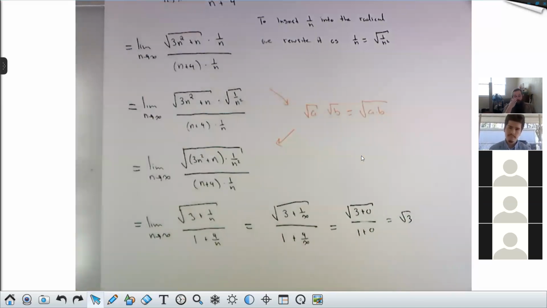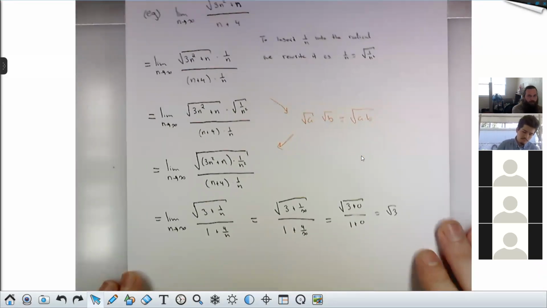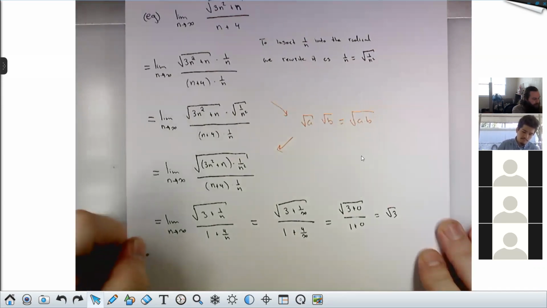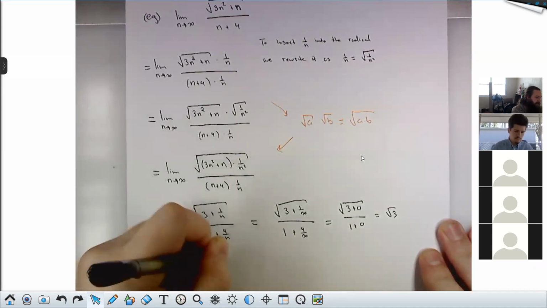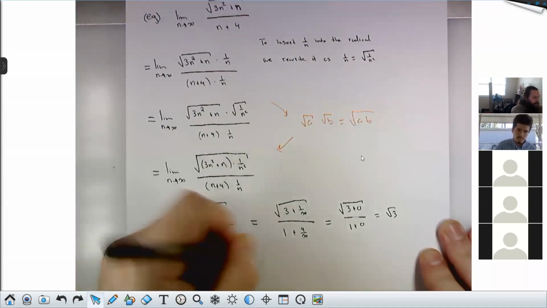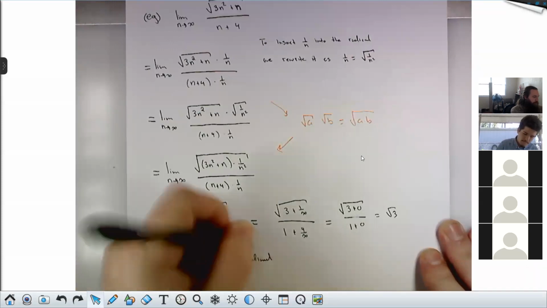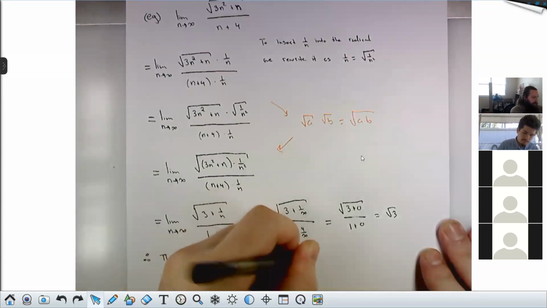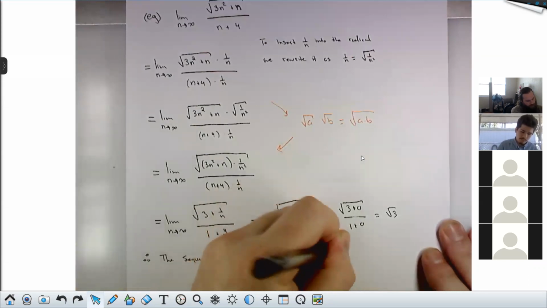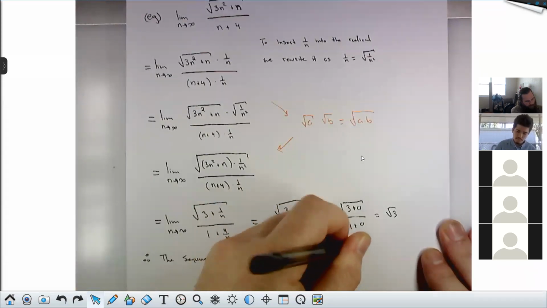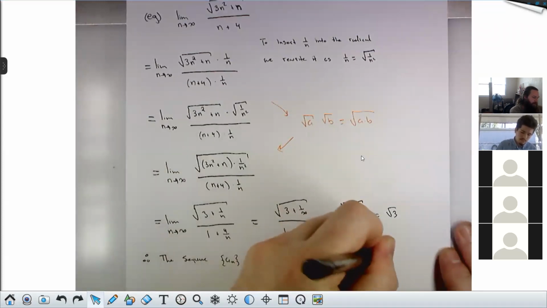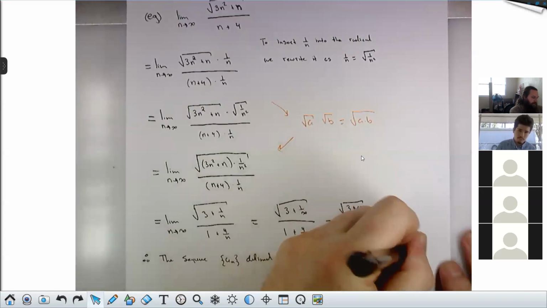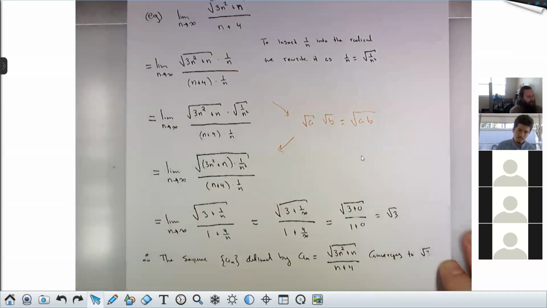So this sequence, if I wanted to now practice my language stuff, I would say, therefore, the sequence a_n defined by the rule a_n equals the square root of (3n squared plus n) over (n plus 4) converges to the square root of 3.